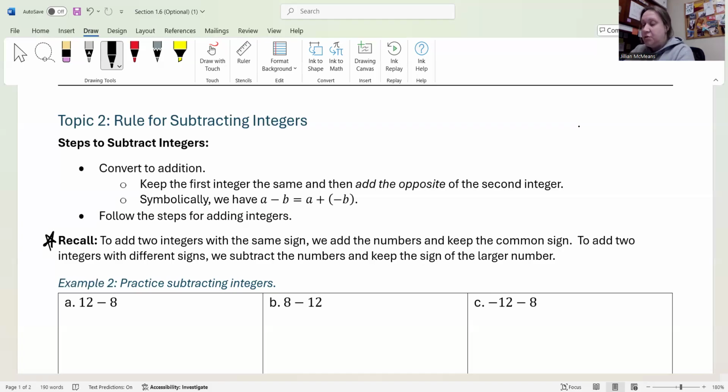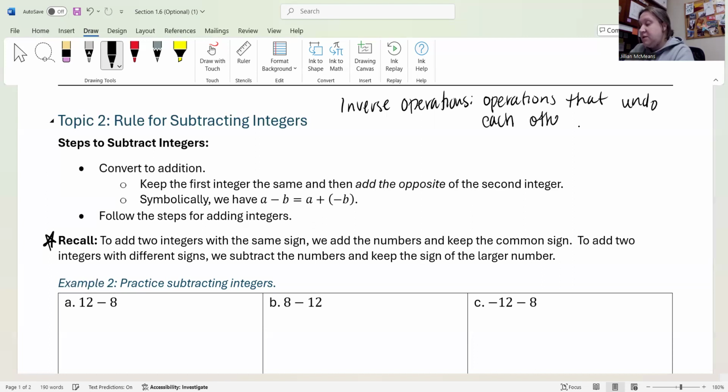So let's then talk about subtraction, because remember, the video is going to focus on subtraction for this one. So steps to subtract integers, we actually convert it to addition. We have these things called inverse operations. Inverse operations are operations that undo each other. And at this point, we've dealt with really three sets of inverse operations. Addition and subtraction undo each other. Multiplication and division undo each other. And then taking a square root and squaring something, those could undo each other.